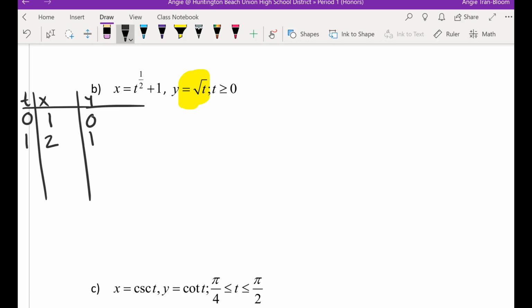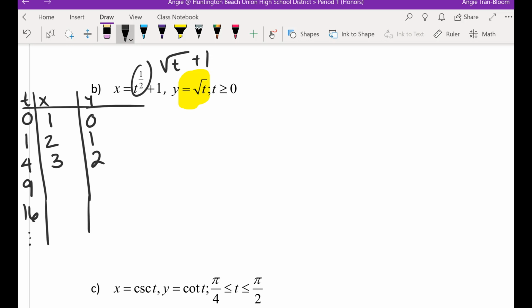Then because y is the square root, I'm going to use nice numbers, like 4, like 9, like 16. Normally 4 or 5 dots are plenty. So when time is 4, remember, x is the same thing as square root of time plus 1. So square root of 4 is 2, 2 plus 1 is 3, and y is going to be 2.